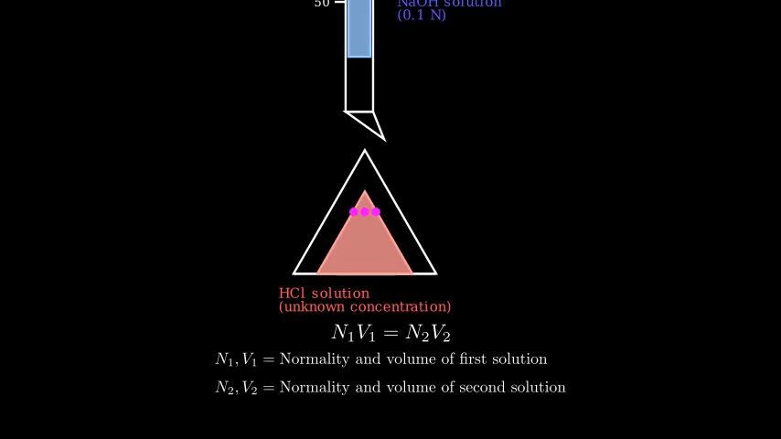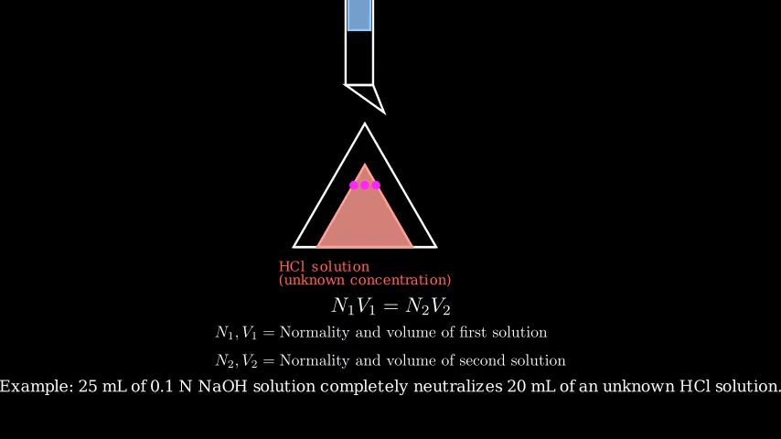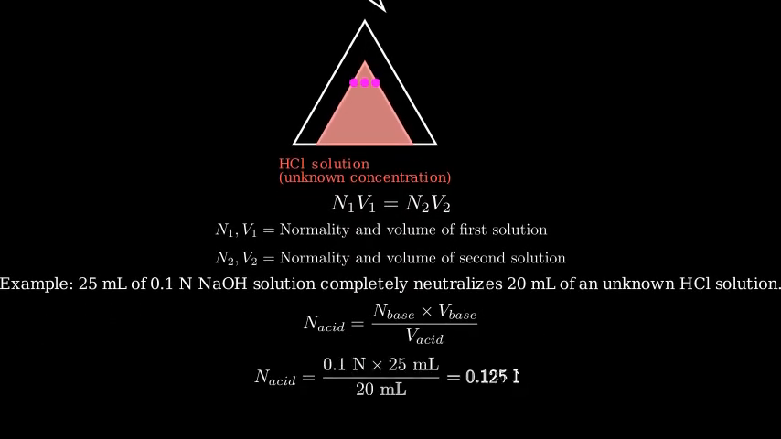This relationship holds true at the equivalence point, where the number of equivalents of acid equals the number of equivalents of base. For example, if 25 milliliters of 0.1 normal sodium hydroxide solution completely neutralizes 20 milliliters of an unknown hydrochloric acid solution, we can calculate the normality of the acid. N acid equals N base times V base, divided by V acid. N acid equals 0.1 N times 25 milliliters, divided by 20 milliliters equals 0.125 N.